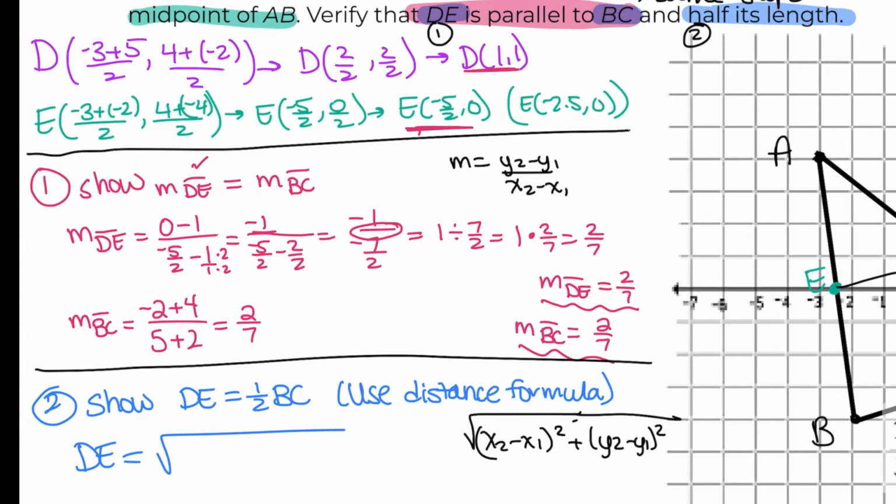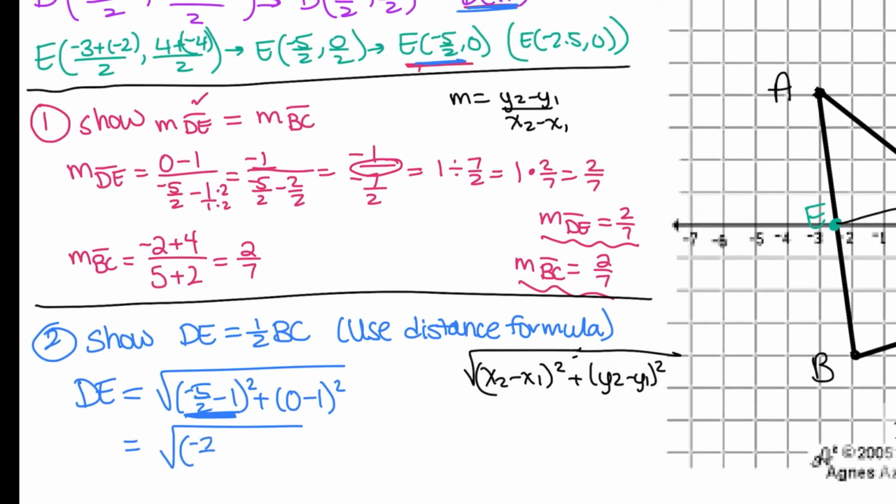Okay, so same thing, I'm going to use D and E again, just like I did when I did my slope. So x2 is negative 5 over 2, x1 is 1. So here I'm going to do negative 5 over 2 minus 1 squared plus, y2 is 0 minus y1 is 1, so we get 0 minus 1 squared. Now I'm not going to go through and do this calculation again, because we did this calculation here and we got negative 7 over 2. So I'm not going to spend my time finding a common denominator all over again. So I get negative 7 over 2 squared plus 0 minus 1, which is negative 1 squared.